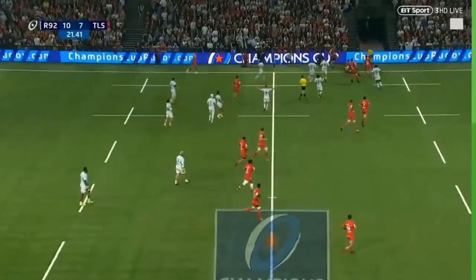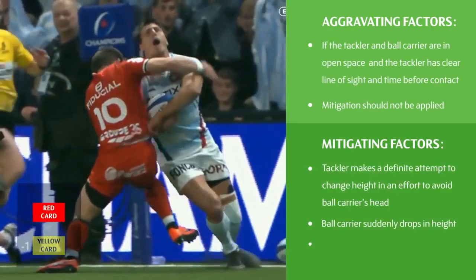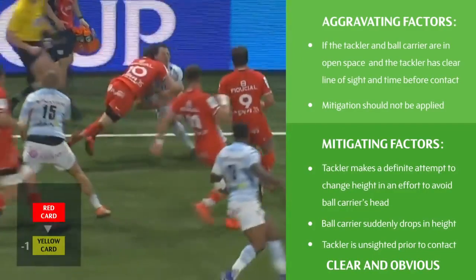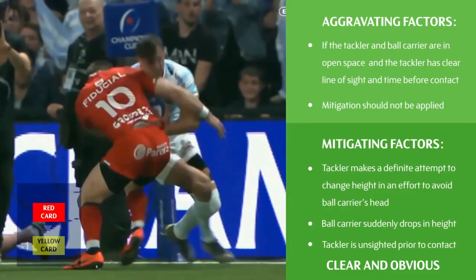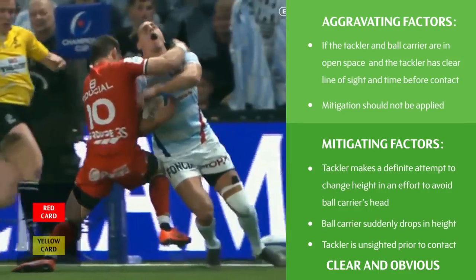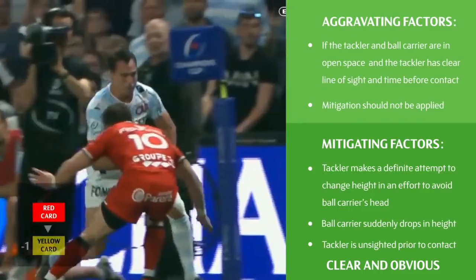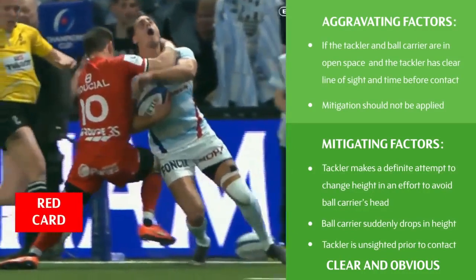The officials now assess whether any clear and obvious aggravating or mitigating factors are present. The body position of the ball carrier may be deemed to be a possible mitigating factor. However, this needs to be clear and obvious and also weighed against the fact that the tackler is in open space with a clear line of sight and time to make a tackle that avoids high contact. Therefore, there is insufficient reason for mitigation and the initial decision of a red card is upheld.